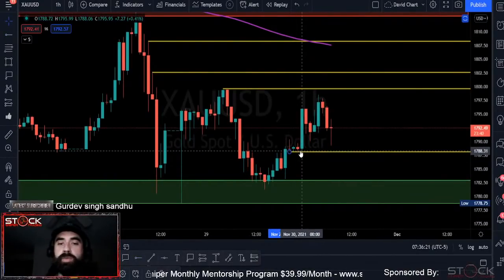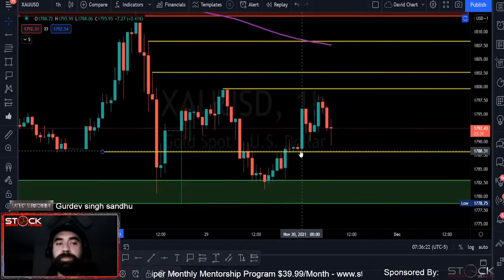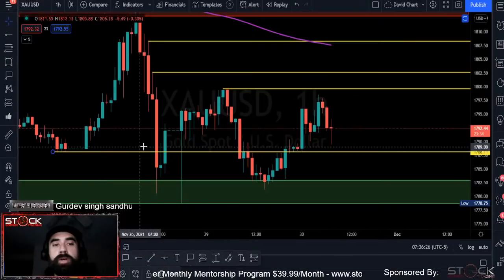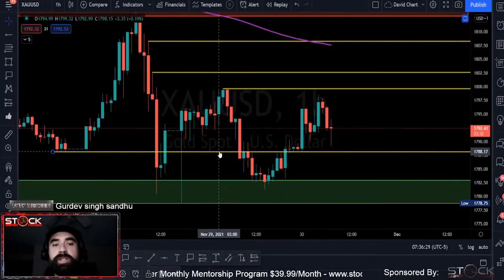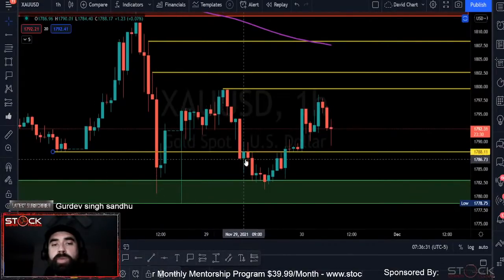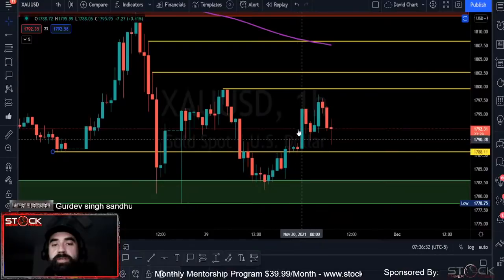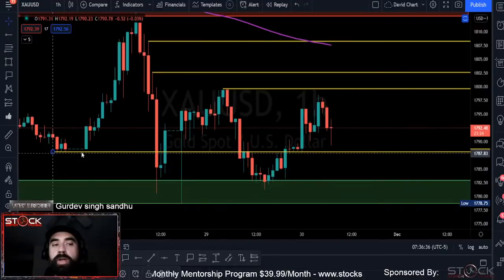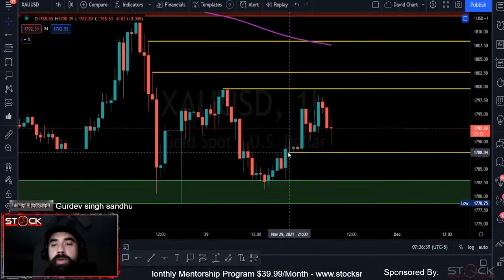So you can see why I chose that support right there. If you drag this across, you can see it was once holding support. It broke above, now held resistance. It broke below, more resistance, and finally we broke above, and now we're holding previous support. That's why I chose to put that horizontal ray right at around 1788.